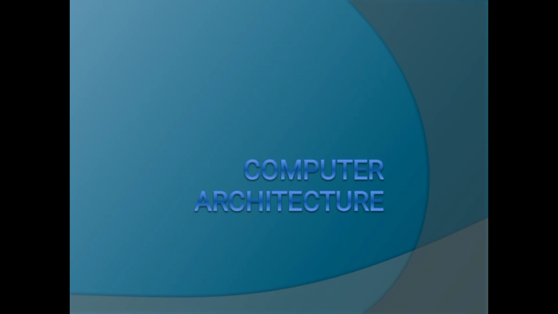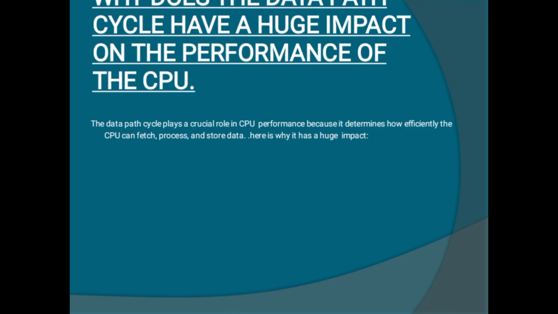Today we'll be dealing with computer architecture. We'll be talking about why the data path cycle has a huge impact on the performance of the CPU. When we talk about the CPU, it's the central processing unit of the computer. The CPU is the main brain of the computer.